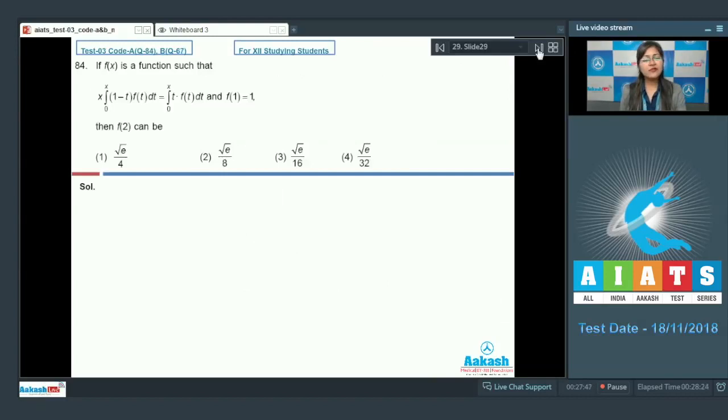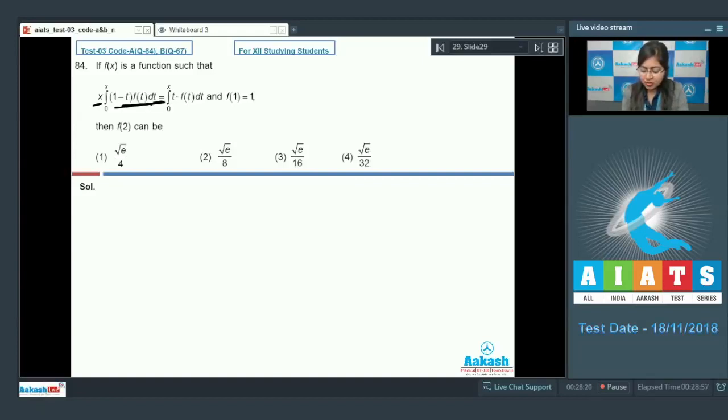Next is question number 84, where it is given that if f(x) is a function such that x into integration of 0 to x (1 minus t) into f(t) dt is equal to integration 0 to x t into f(t) dt and f(1) is equal to 1, then f(2) can be. Now an equation is given here. If I differentiate the given equation with respect to x, let us find what we get here.